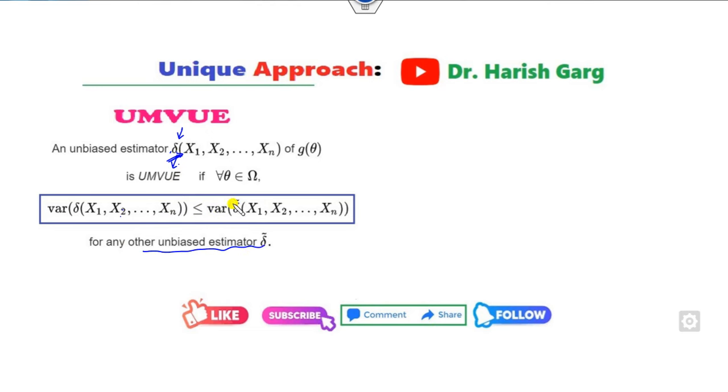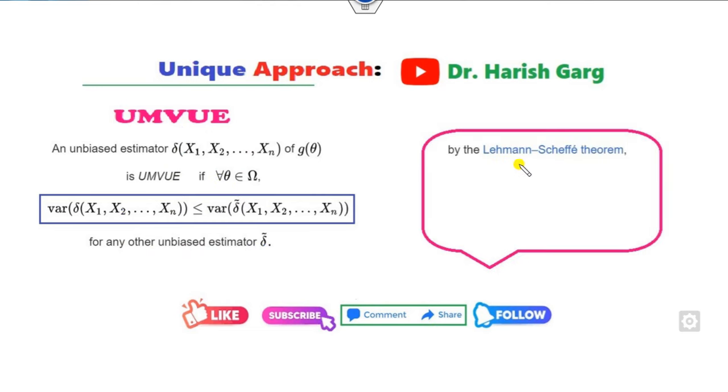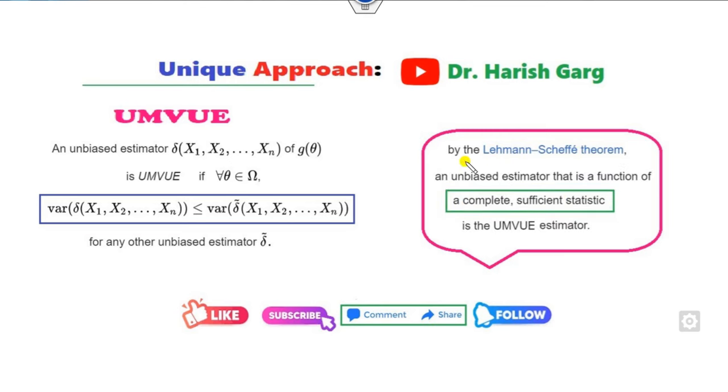So instead of applying this definition, I always apply the Lehmann-Scheffé theorem. What does this theorem suggest? In order to prove that an estimator is the UMVUE, I need to prove firstly that it's complete, then we have to prove that it's sufficient, and the third thing we have to prove is the unbiasedness.